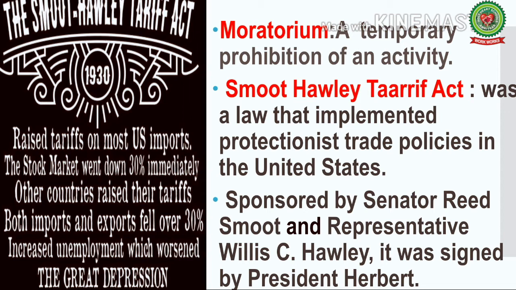Moratorium, a temporary prohibition of an activity. Smoot-Hawley Tariff Act. It was a law that implemented protectionist trade policies in the United States. Sponsored by Senator Reed Smoot and Representative Willis C. Hawley, it was signed by President Herbert. The main purpose of this act was to impose high taxes on the goods which were imported to America so that the domestic industry could flourish.